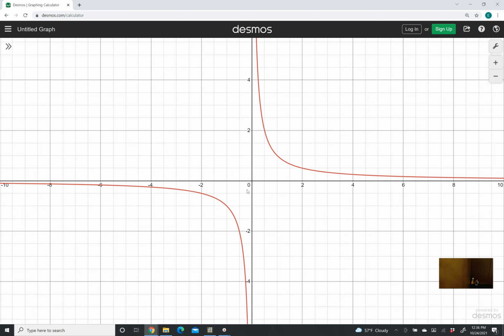And if you look at the range, it's similar. We get closer and closer to 0, our y values, but we never actually reach them. By the same token, the y values do go to negative infinity and infinity. So our range is similar. It's y as long as y is not equal to 0.